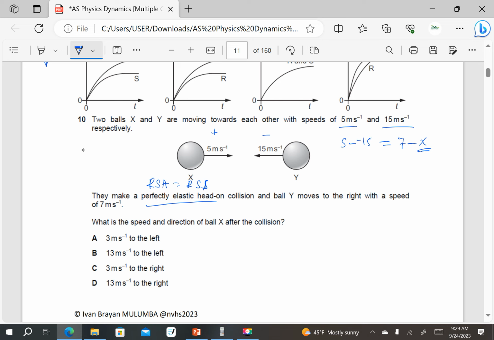So this means 20 equals to 7 minus x. And by simple calculation, you notice that x is going to be negative 13. So the negative means it moves to the left. So this minus here means it moves to the left. So the answer is automatically going to be B. 13 meters per second to the left.